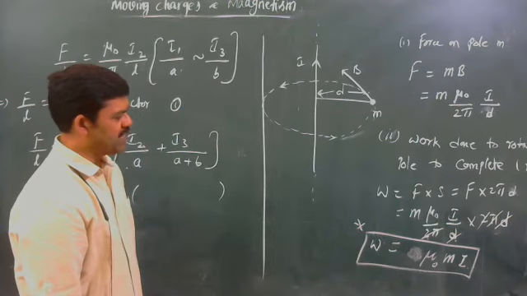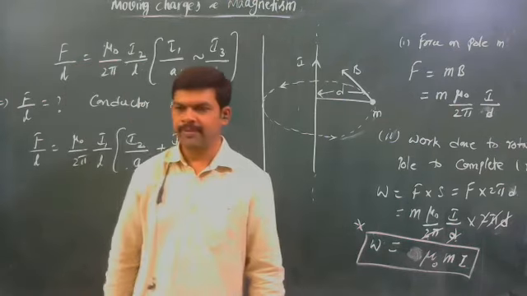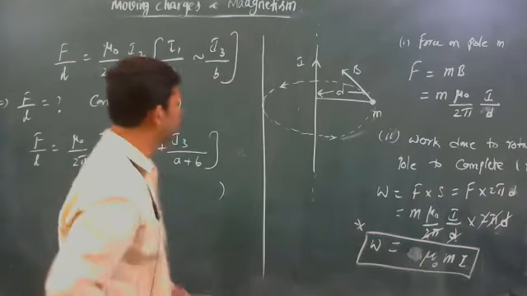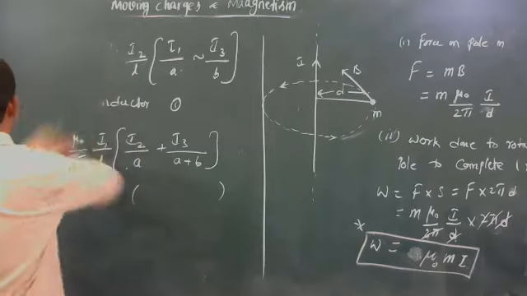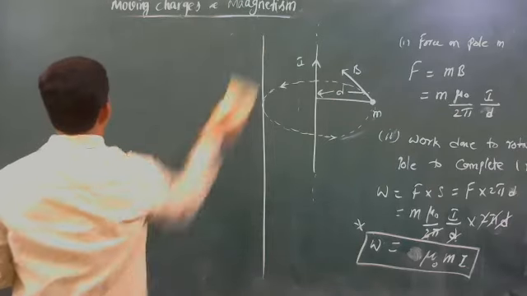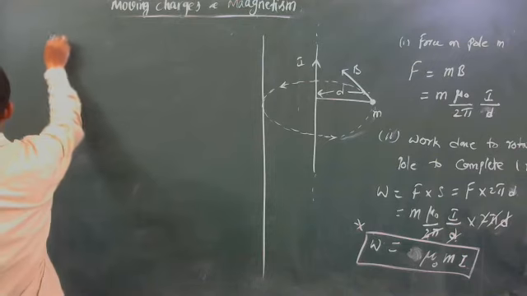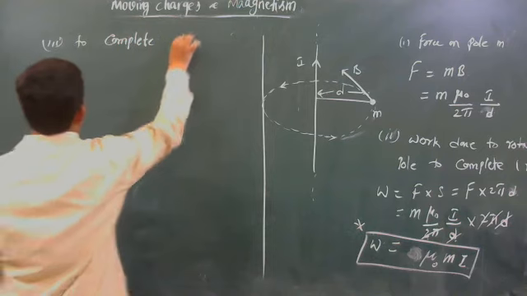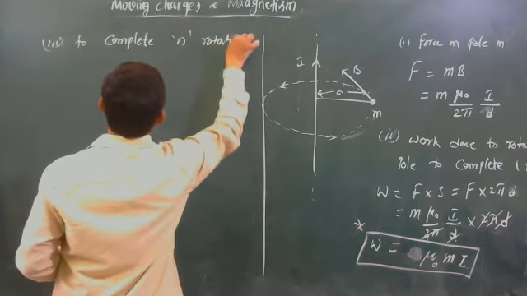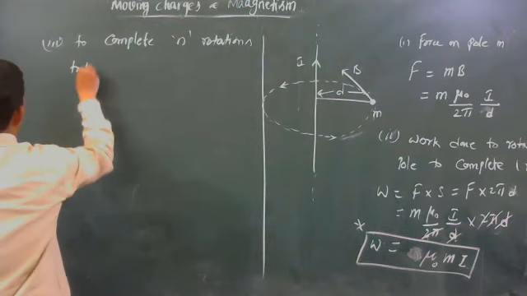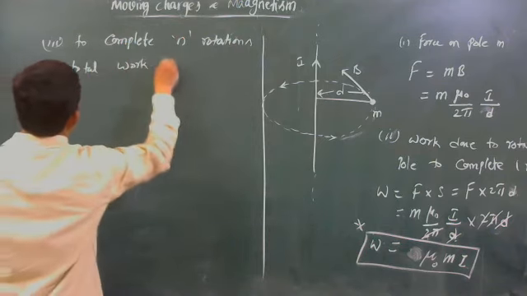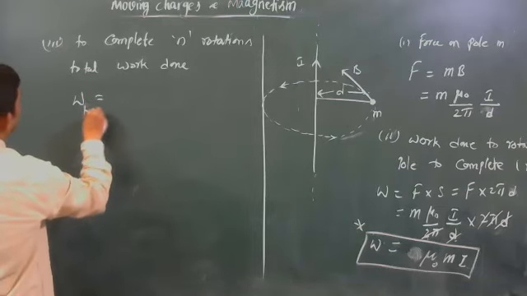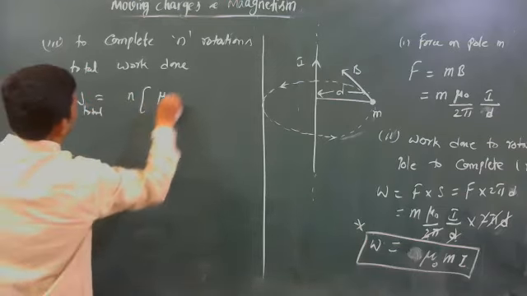To complete n rotations, what is the work done? N into mu naught M I. Write it down: to complete n rotations, the total work done W total is n mu naught M I.